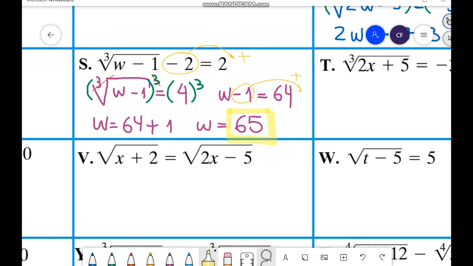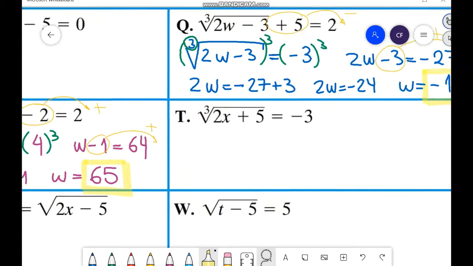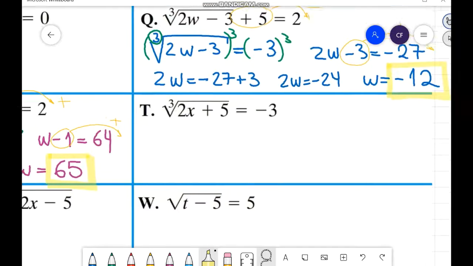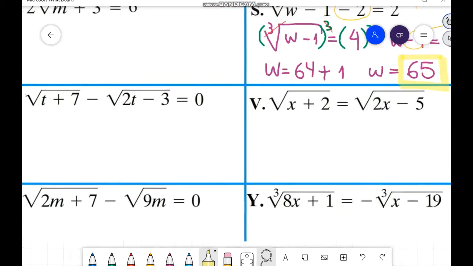And I will skip letter T. If you want, we get back to letter T later. Or I give you the answer. I'm going to give you the answer at the end.